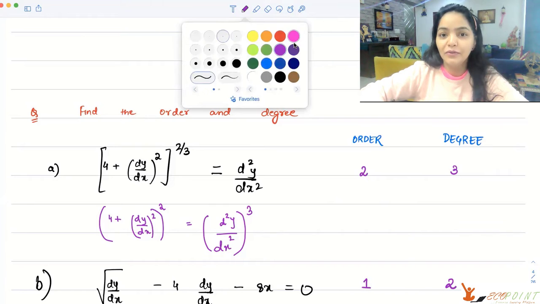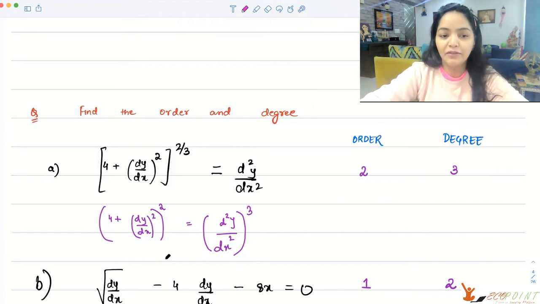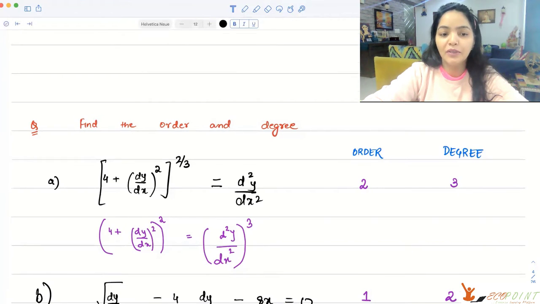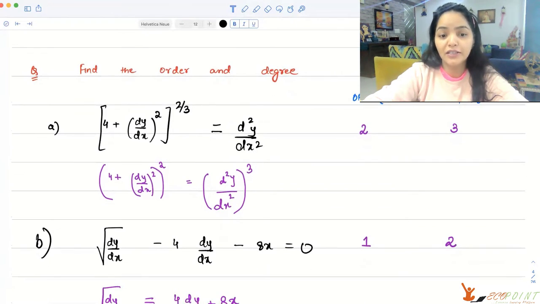Okay. So next, if I give you another question to understand whether you've understood degree and order or not. Square root of dy by dx minus 4 times dy by dx minus 8x equals 0. Clearly, the highest order of derivative is dy by dx. So order is 1, no issues at all.